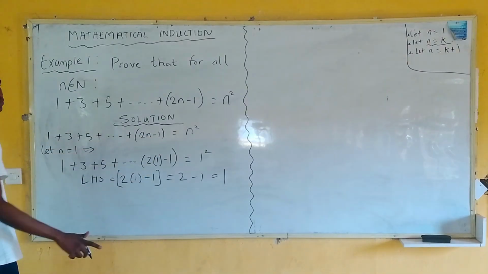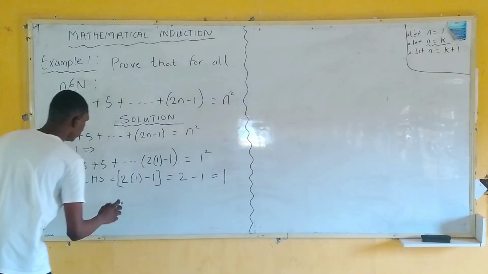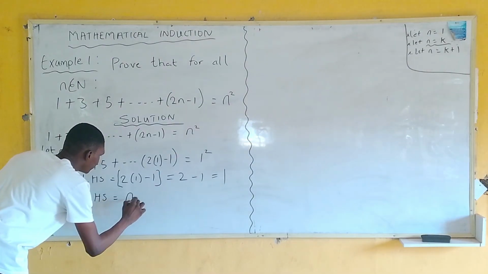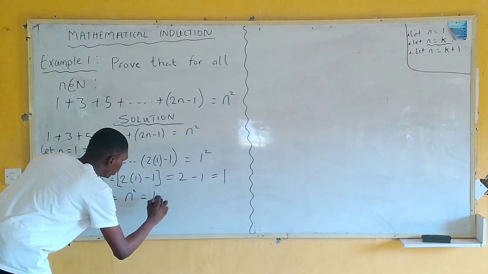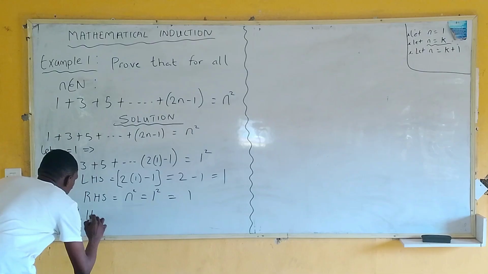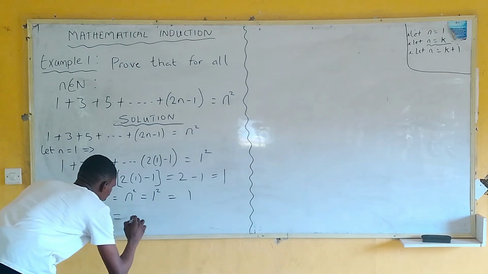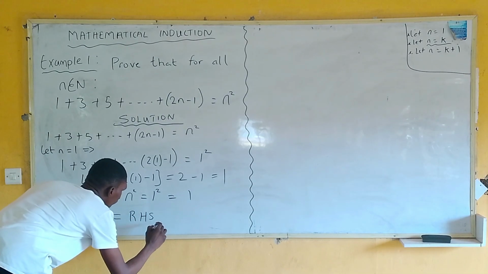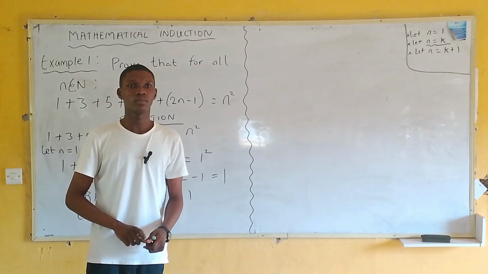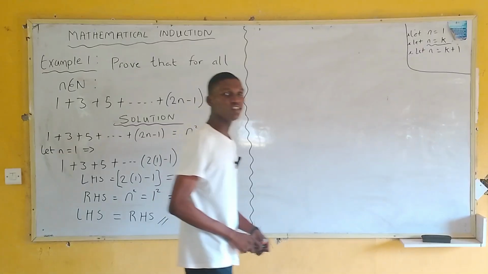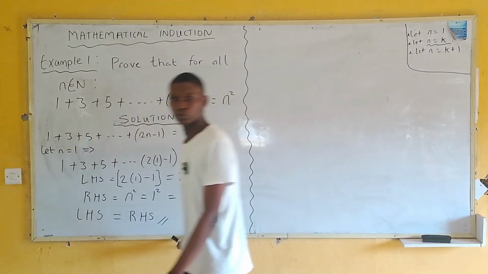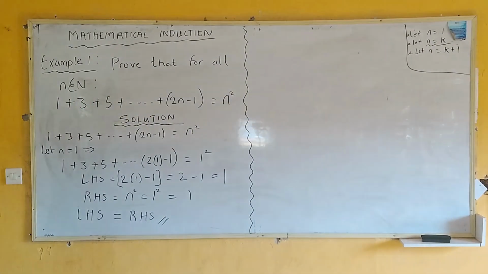So therefore, we have the right hand side to be n squared, which is 1 squared, which is 1. So therefore, we can say that the left hand side is equal to the right hand side. We are done with step number 1. Since the left hand side is equal to the right hand side, we can move on to step number 2.